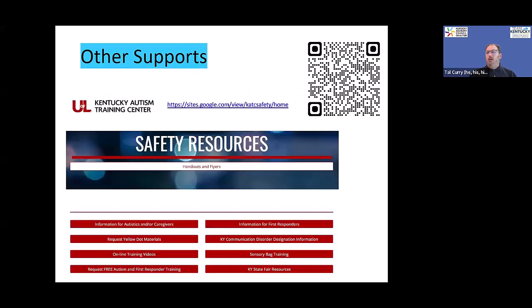So other supports and these safety resources are going to be added, I believe, to the sheet eventually. But if you click on this QR code here, or QR link, you would get to the University of Louisville, Kentucky Autism Training Center, and you get this page pulled up below, safety resources. It's got many different things you can click on down here that can be helpful. It's a great resource for families, but it's also a great resource for teachers, parents, and certainly you all as supports to parents and teachers in your role as FRYSC staff.